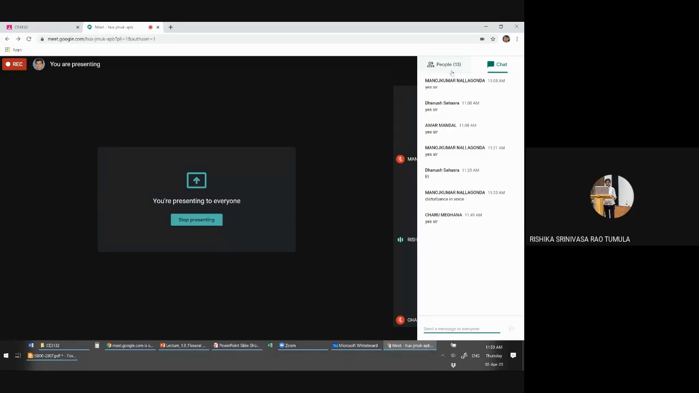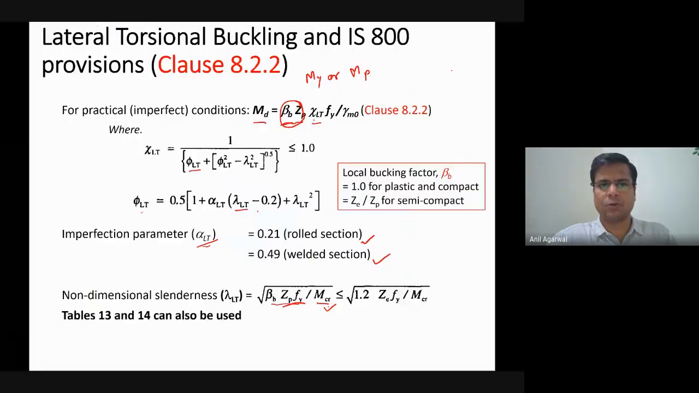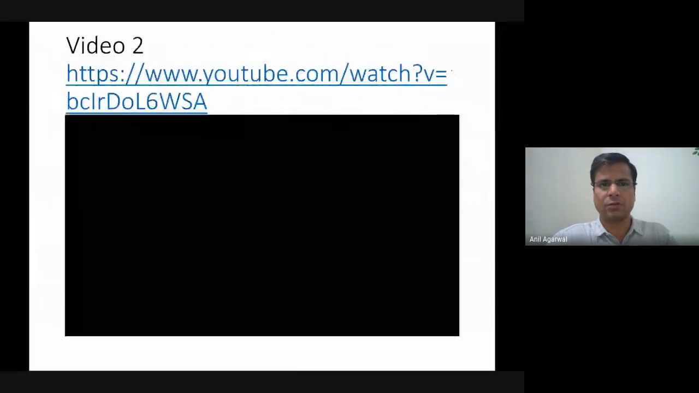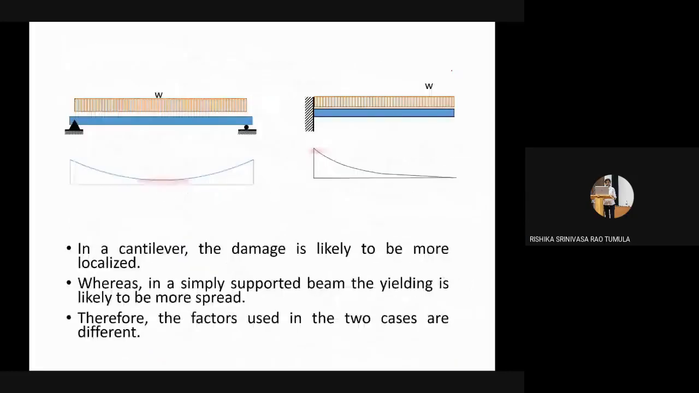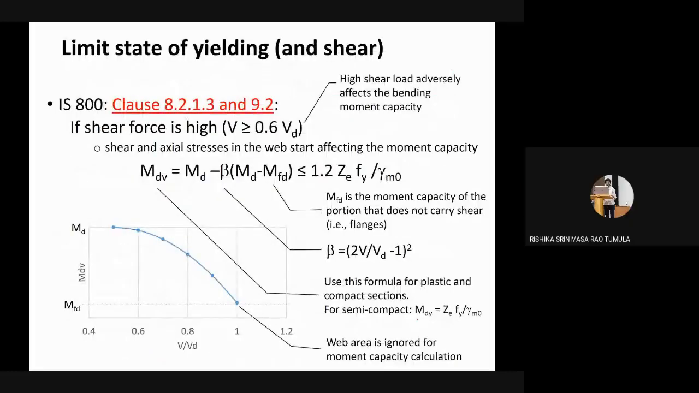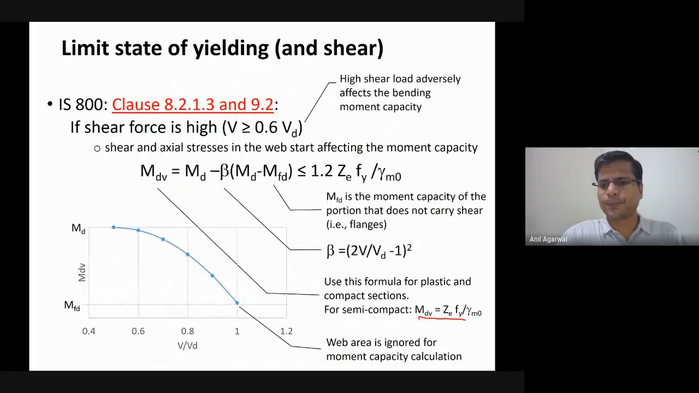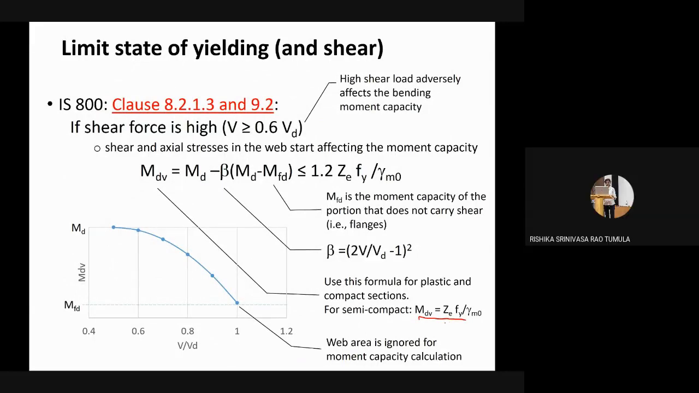Sir, in the beginning, you said that there is a difference in the formula for semi-compact and compact. Can you explain why? Let me go back slide-wise. You tell me on which slide are we talking about? Here, sir. Yes, sir. This question Manoj had asked, right? The same thing what Manoj asked.